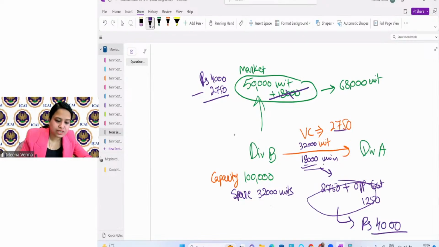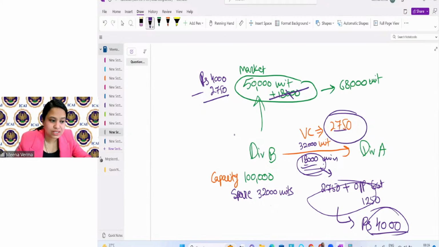For these additional units, you want to recover the total amount. But when you had the spare capacity, only 2750 amount was enough to recover, when the department has complete spare capacity, right? So in this way, we will decide the transfer price.